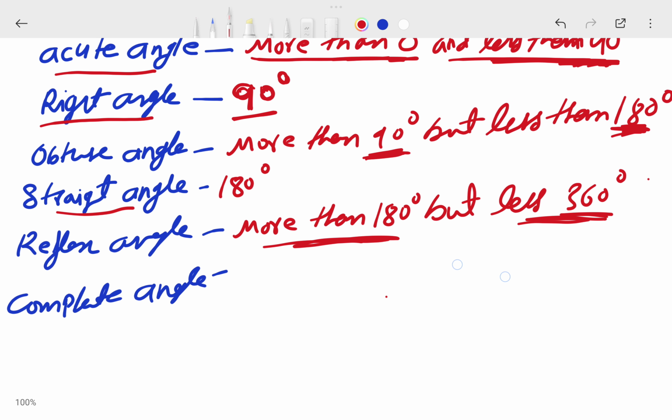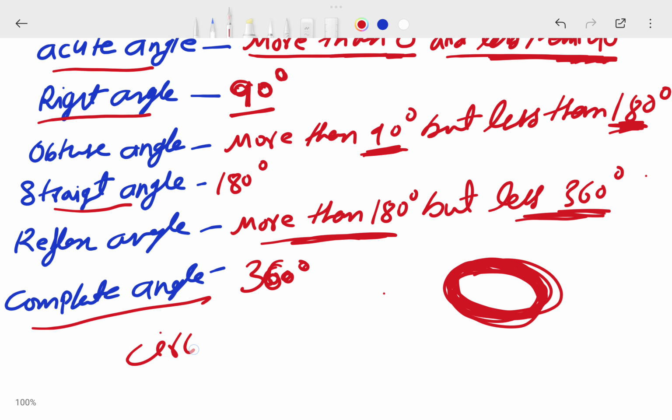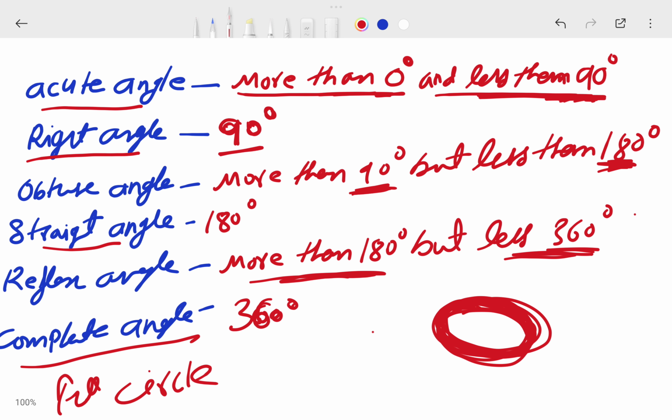Okay, understand? Now a complete angle means 360 degrees. If you see the circle, what is the degree of a circle? It is totally 360 degrees. 360 degrees means a complete angle. We can say complete angle or a circle. 360 degrees is called a complete angle, or it is called a full circle. Full circle or circle, you can say. I hope you understand what this is. Now let's talk about this one.